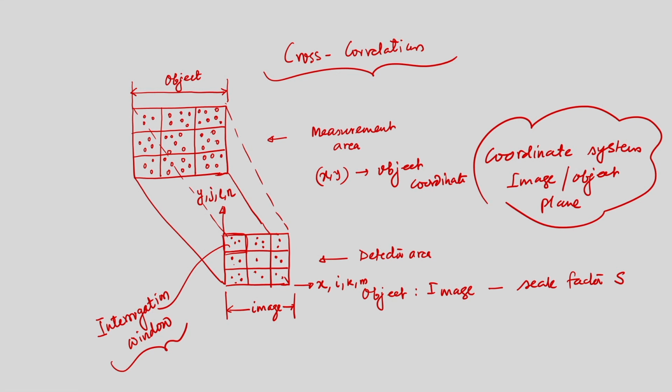and i j, k l, m n are the image coordinates. So, these image coordinates are measured in pixels and the object coordinates in the SI system.